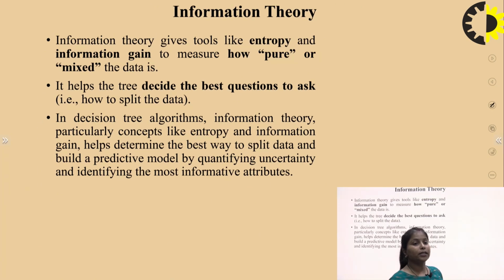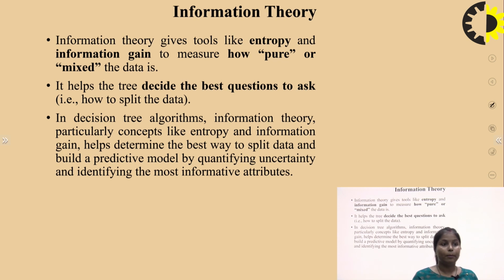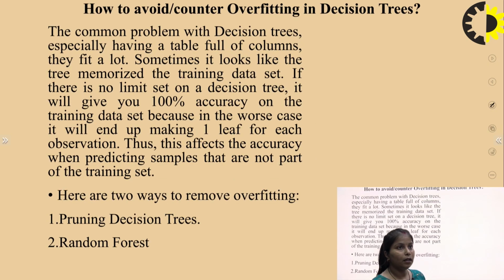Next topic is information theory. What is information theory? Information theory gives tools like entropy and information gain to measure how pure or how mixed, or impure, data is. So information theory helps the tree decide the best question to ask and how to split the data in a decision tree. In the decision tree algorithm, information theory, particularly concepts like information entropy and information gain, helps determine the best way to split the data and build a predictive model by quantifying uncertainty and identifying the most informative attributes.